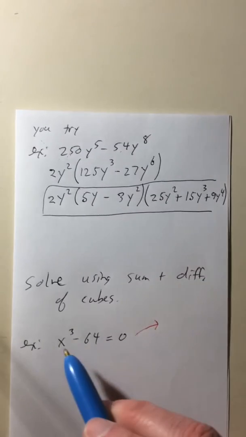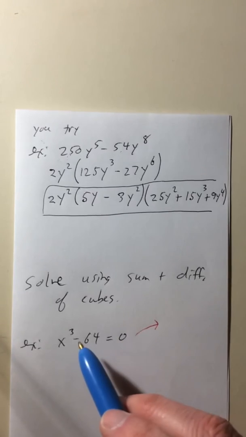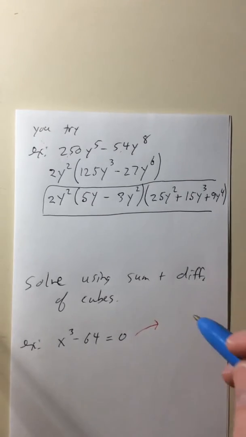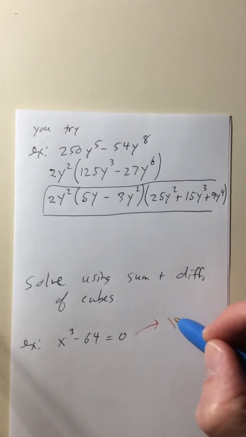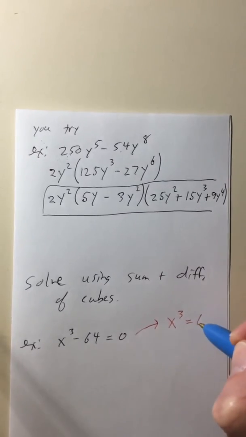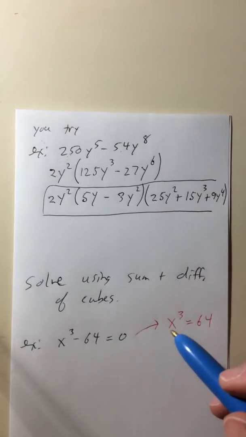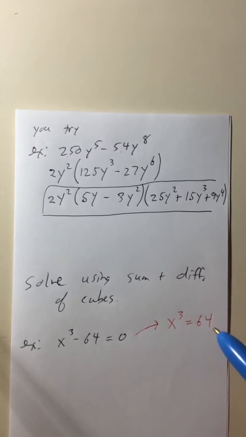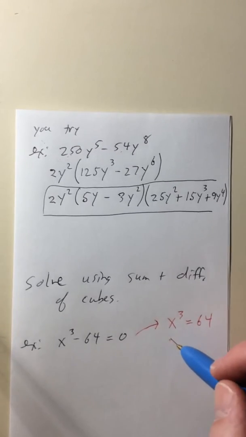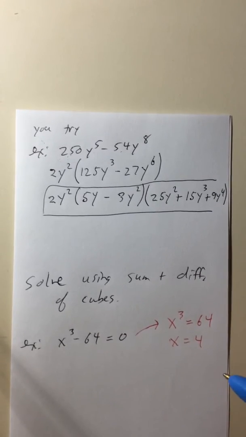So let's do this right over here. Some of you may be seeing this and saying, hey, x cubed minus 64 equals 0. Can I just add the 64 over? Sure, let's take a look and see what happens. So we get x cubed equals 64. Then we ask ourselves, what number times itself 3 times makes 64? Or what number cubed makes 64? Well, the answer is 4. So at first, it appears that the answer is x equals 4.